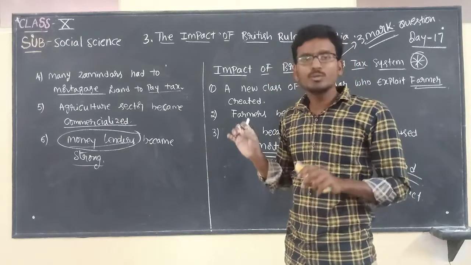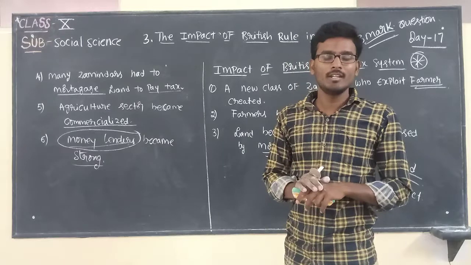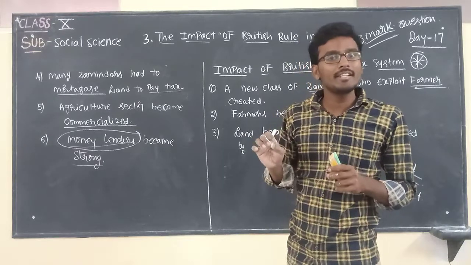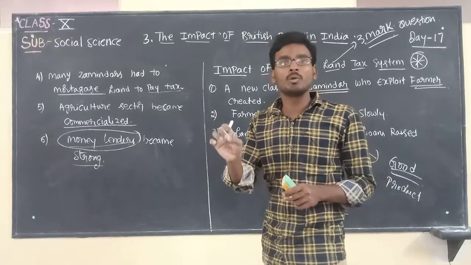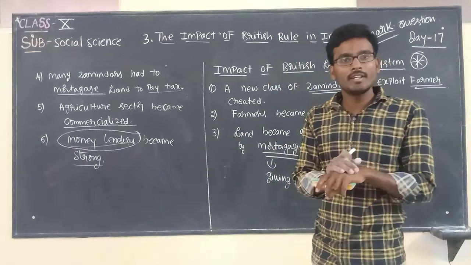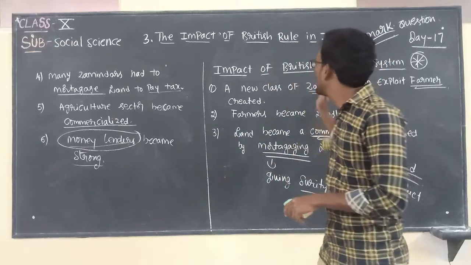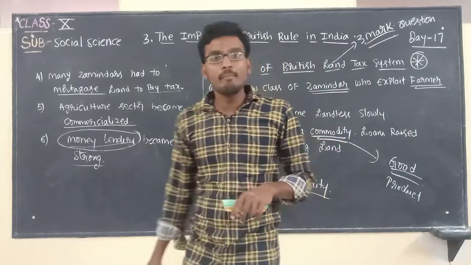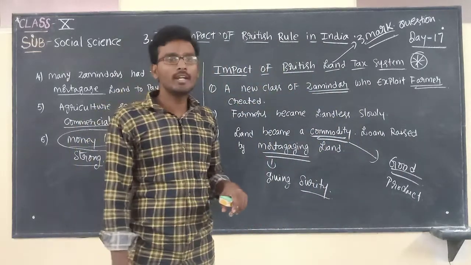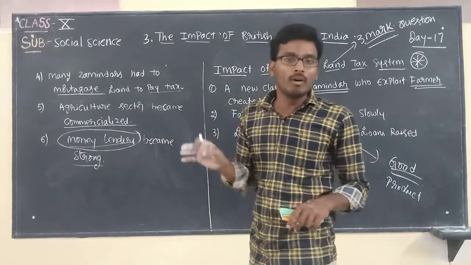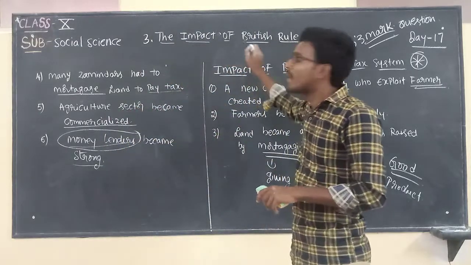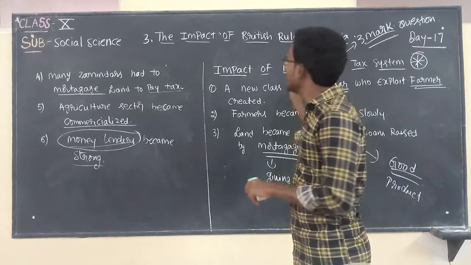Children, so far in this class, we discussed the differentiation between the Zamindari system, Mahalwari system, and Ryotwari system. And after that, we discussed another important concept, that is the impact of British rule in India. So this is lecture number 4 in the lesson, the impact of British rule in India.